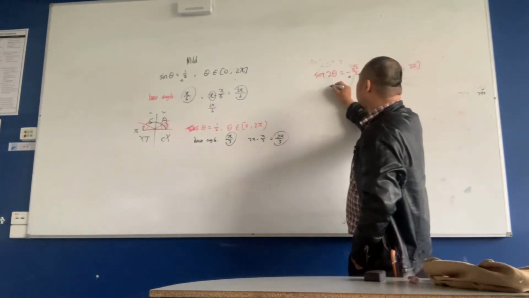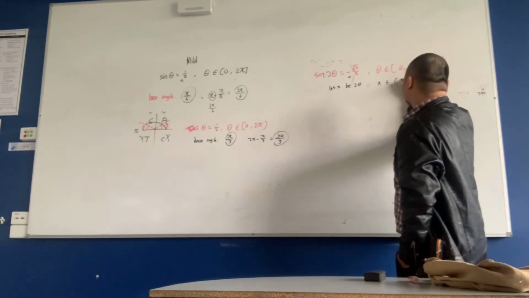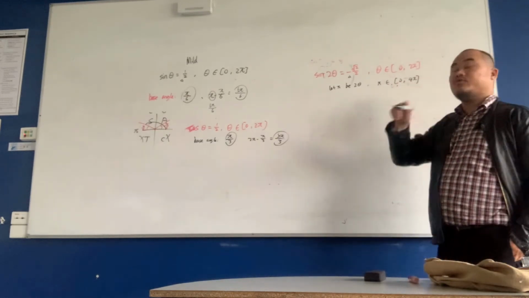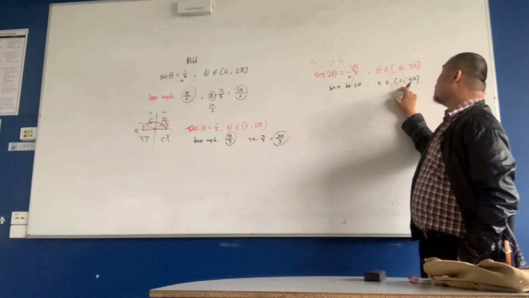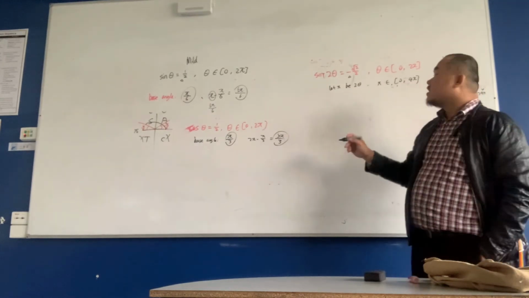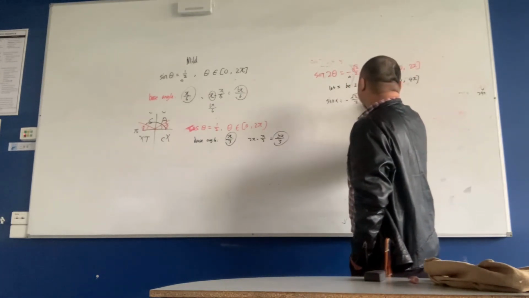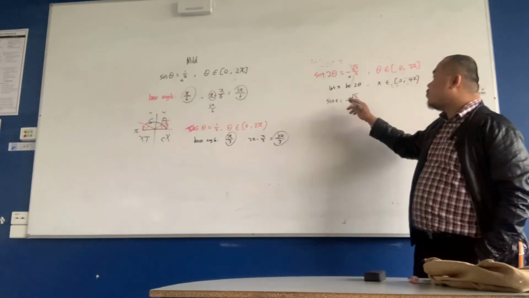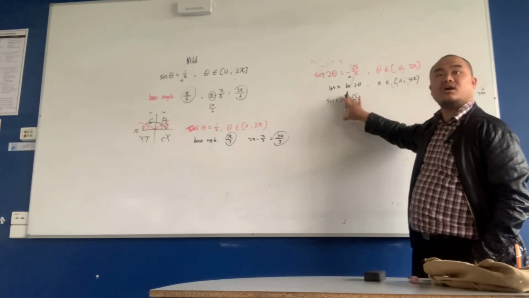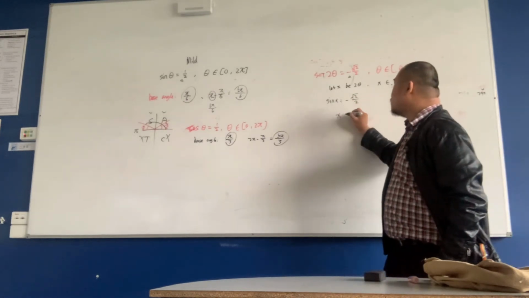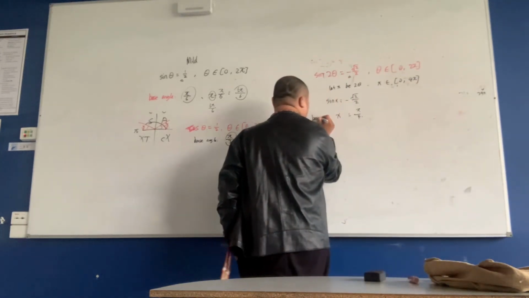We let x be 2 theta. Therefore, the x domain would be 0 to 4 pi. I walked around and see everyone got this, which is great. You don't have to say x, you can just say 2 theta belongs to 0 to 4 pi. That's the same thing. Then sine x equals negative root 2 over 2. Like I said, when you're finding the base angle, you don't need to look at the negative sign. So the base angle would still be pi over 4.